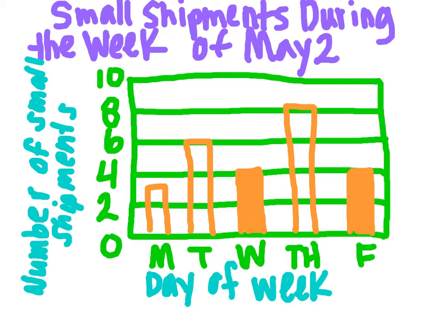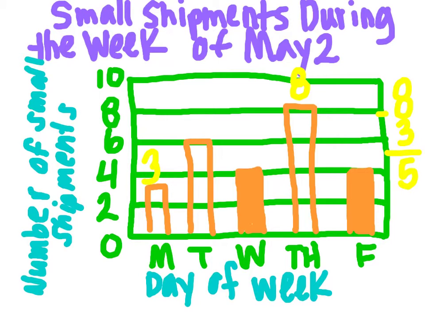Number 2 asks, what was the difference between the greatest number of shipments and the least? I would need to use the information about the greatest, which on the chart is 8, and the least, which is 3. I need to find the difference, so again, I subtract. 8 minus 3 is 5. So the difference for my chart would be 5 shipments.